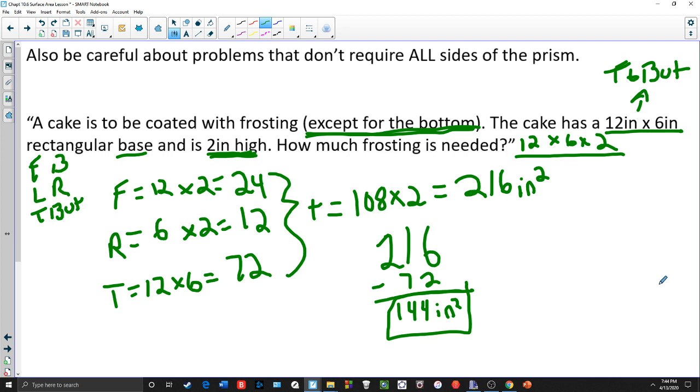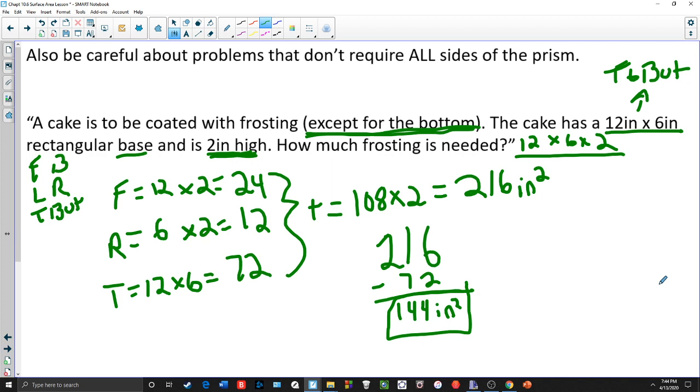So this might be the easier way of doing it rather than trying to subtract at the beginning here. Find the surface area like you normally do, get all three sides, add them together, double it, and then subtract off the piece that you don't need, or the pieces that you don't need. Sometimes you're not going to use two of the faces.